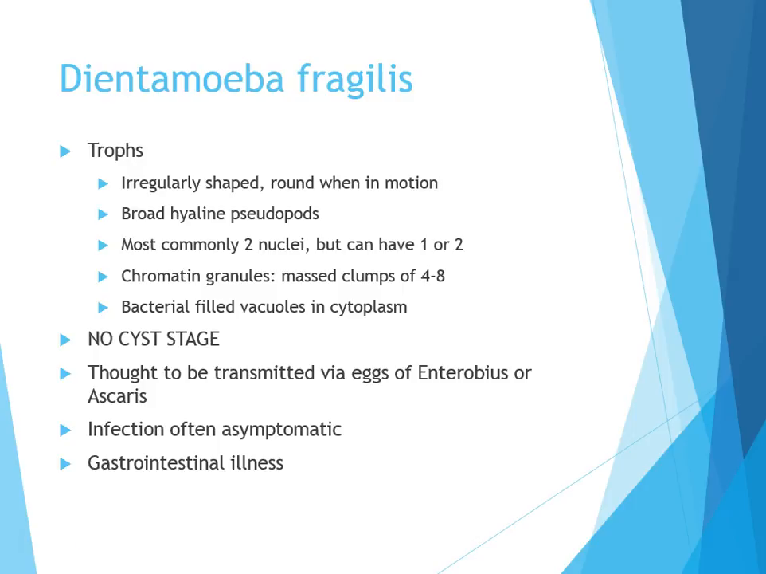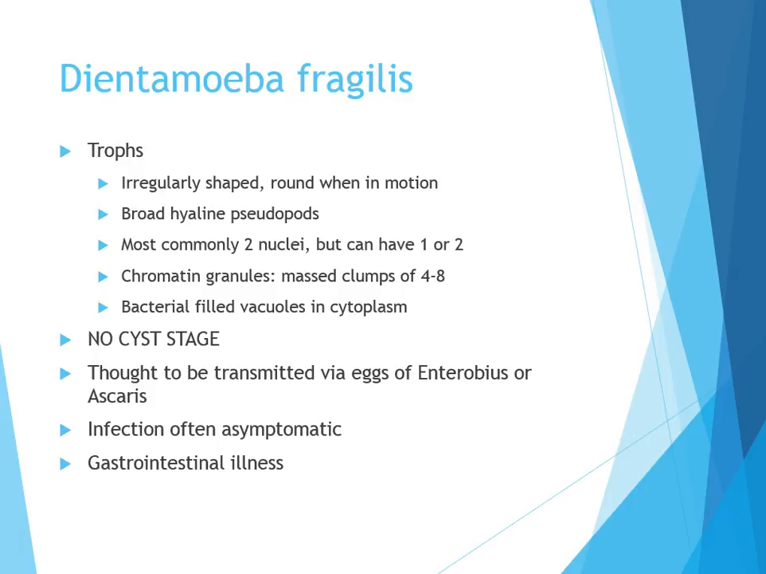Dientamoeba fragilis, the troph is 5 to 18 micrometers. It can be irregularly shaped or round when it's moving. It has broad hyaline pseudopods. It can have 1 or 2 nuclei, but most commonly it has 2. The chromatin granules may be in masses of 4 to 8. It has vacuoles. This one does not have a cyst stage. You need to know that.